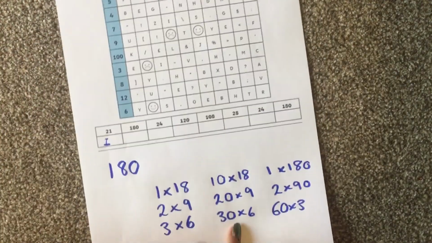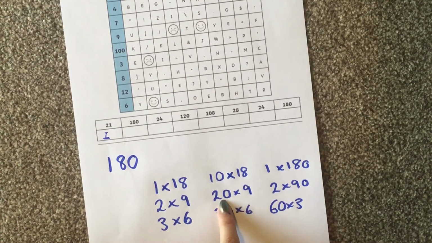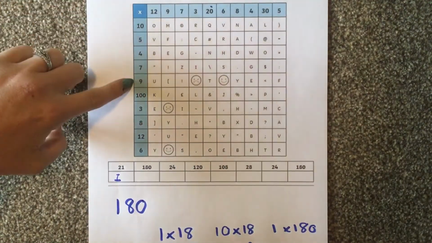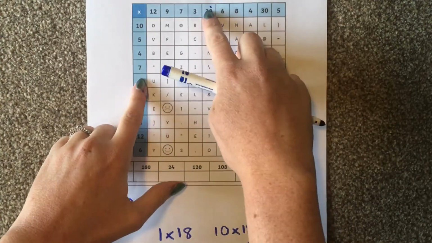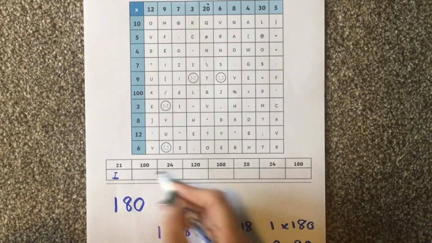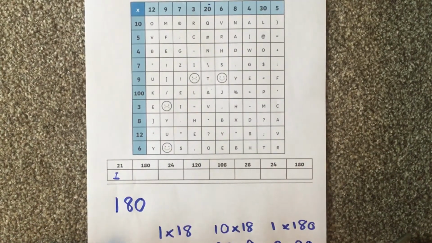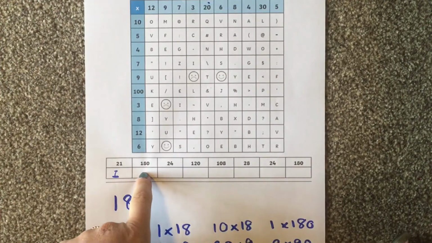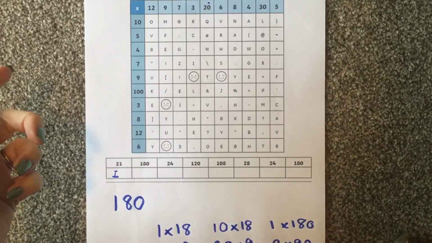And if I was going to do 20, I'd be looking to pair it with a 9. So if I've got 20 along the top, do I have a 9 along the side? 20 times 9 would give me T. So I could put T as 180, because 20 times 9 gives me 180, and that letter would be T. You might have found that there are others as well though.